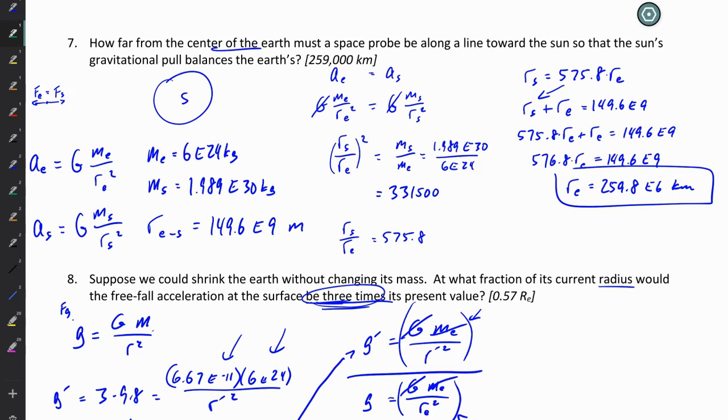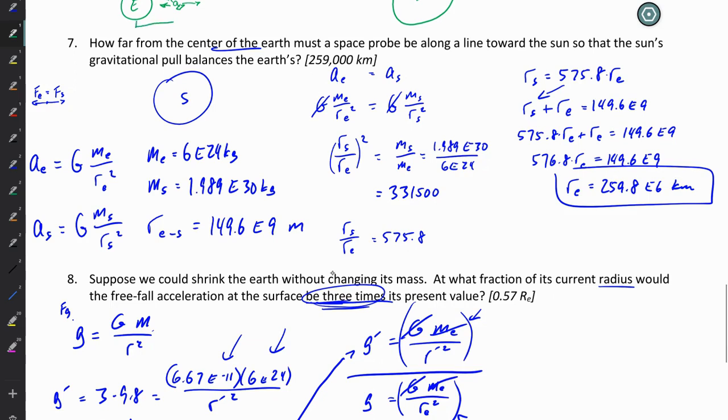Problem number 7. The challenge here is visualizing exactly what's happening. How far from the center of the Earth must a space probe be along a line toward the sun? So we've got the Earth and the sun, and we're going to put a little satellite somewhere in between so that the force drawing it towards the Earth is going to be equal to the force drawing it towards the sun.